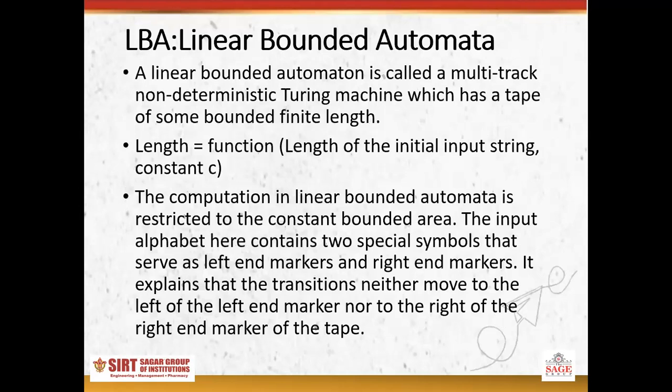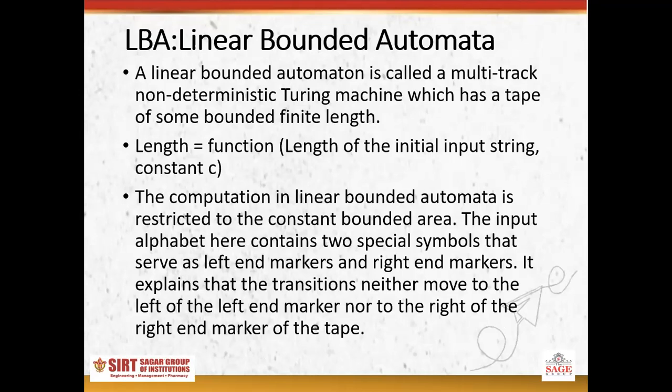Now, the automata which accepts the context sensitive language is called linear bounded automata. A linear bounded automata is a multi-track non-deterministic Turing machine. It is a type of Turing machine which has a tape of some bounded finite length, and the length equals a function of the length of the initial input string and one constant. The computation in the linear bounded automata is restricted to the constant bounded area. In the next slide, we see the picture of linear bounded automata, how it works.